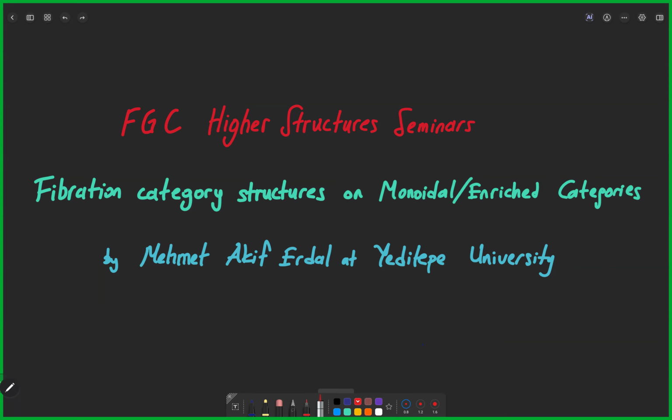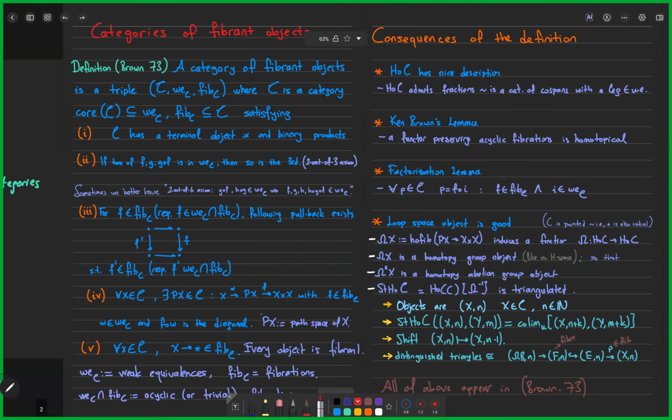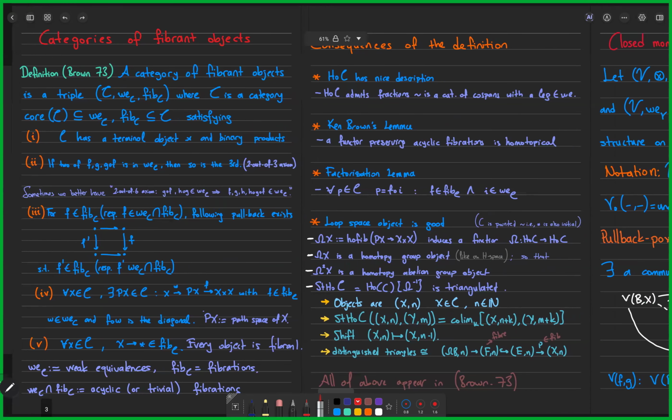So, let me start by the first page. There are various notions of fibration categories in the literature. There are Bauer's notions or other notions, but we will use Brown's version. It is one of the first ones. That is called a category of fibrant objects. Brown just called it fibration categories in his 73 paper.